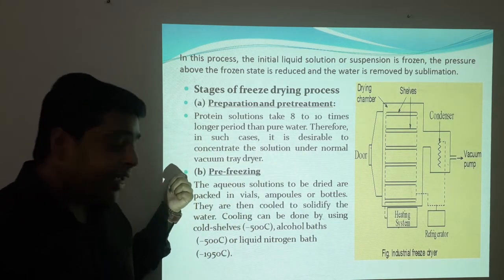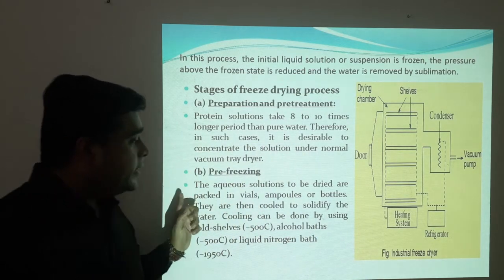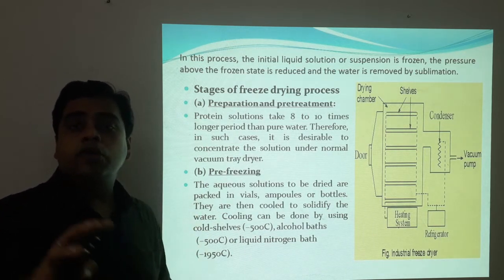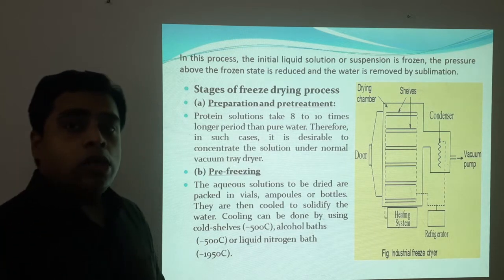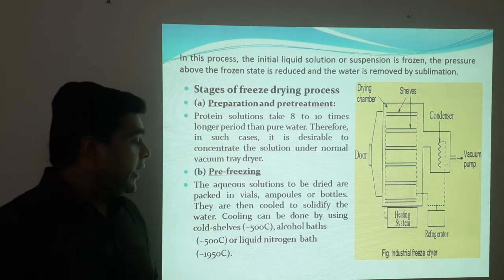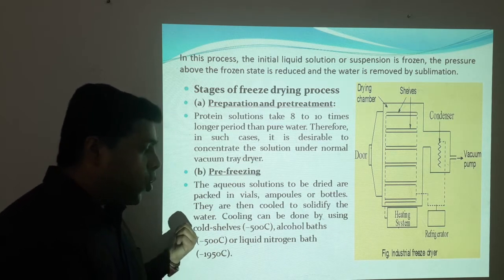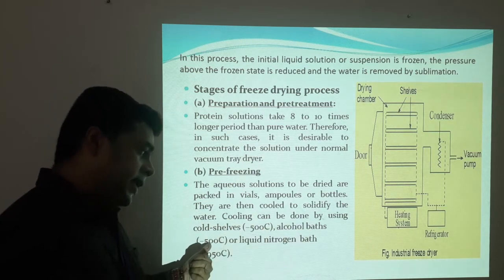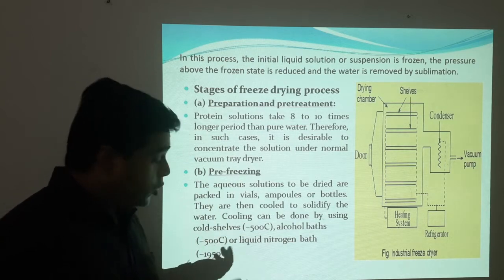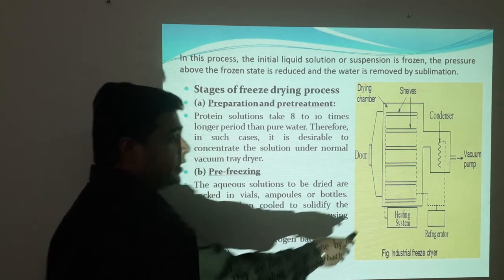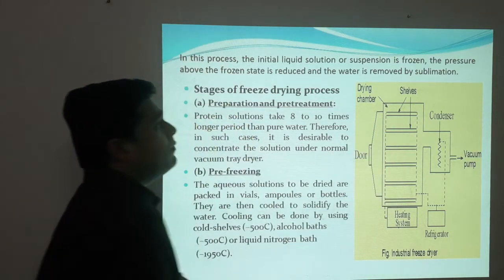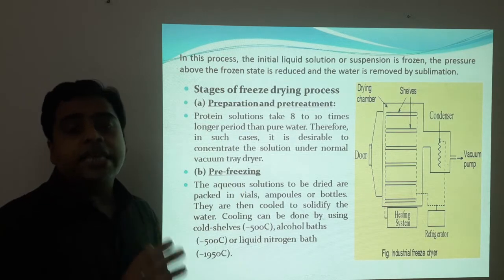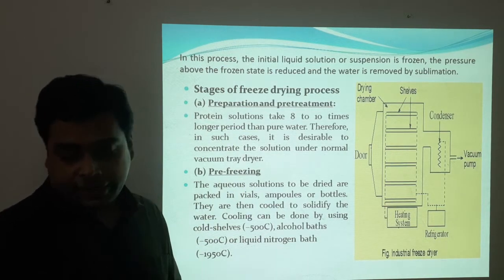Next, pre-freezing. In pre-freezing, the aqueous solutions to be dried are packed in vials, ampoules and bottles. Then they are cooled to solidify the water, and cooling can be done by using cold shelves at this particular temperature, alcohol baths, and maybe we can also use a nitrogen bath. So first we prepare and pre-treat, and then we apply the freezing temperature, which is called pre-freezing.